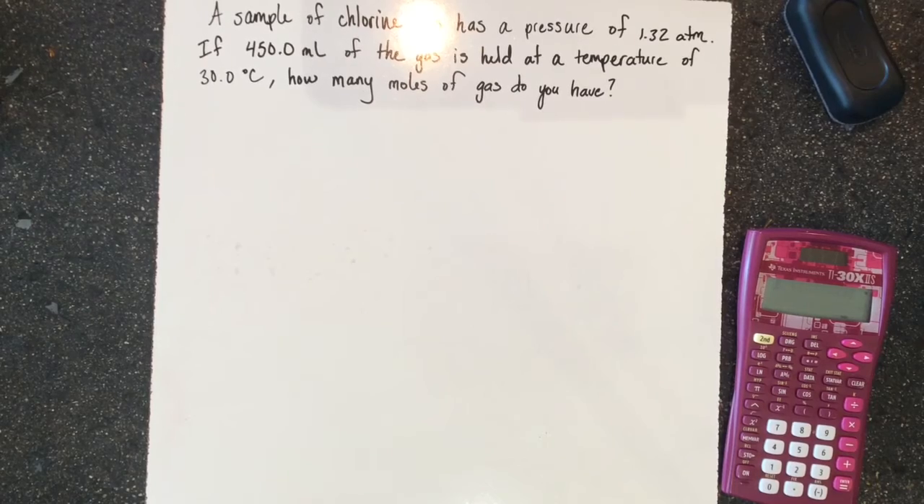A sample of chlorine gas has a pressure of 1.32 atmospheres. If 450.0 milliliters of the gas, this chlorine gas, is held at a temperature of 30.0 degrees Celsius, how many moles of gas do you have? Well, to solve this problem, we are going to be using the ideal gas law.